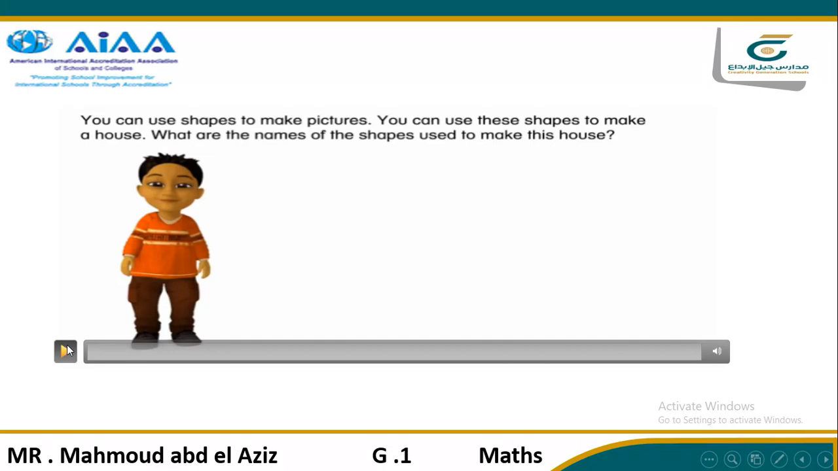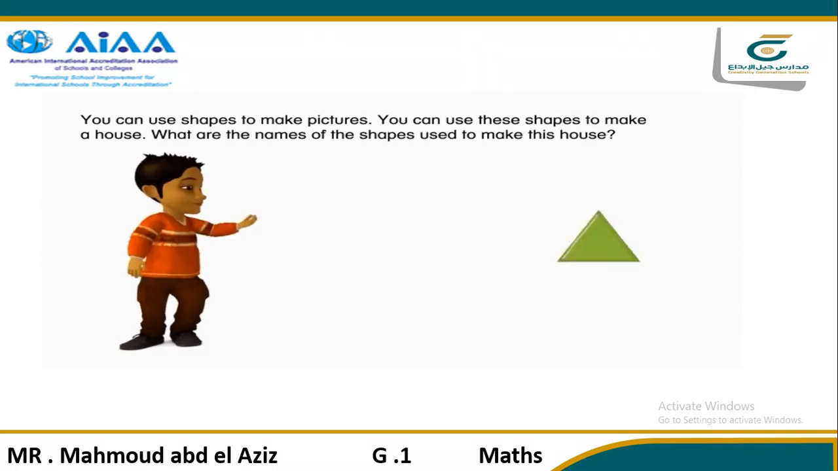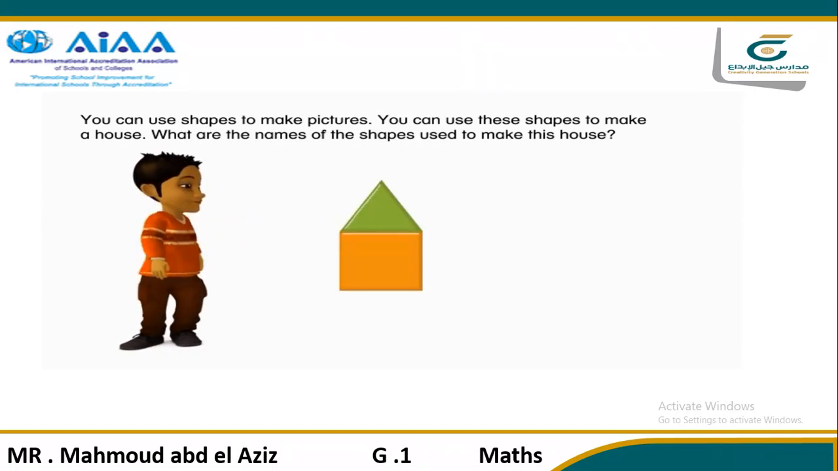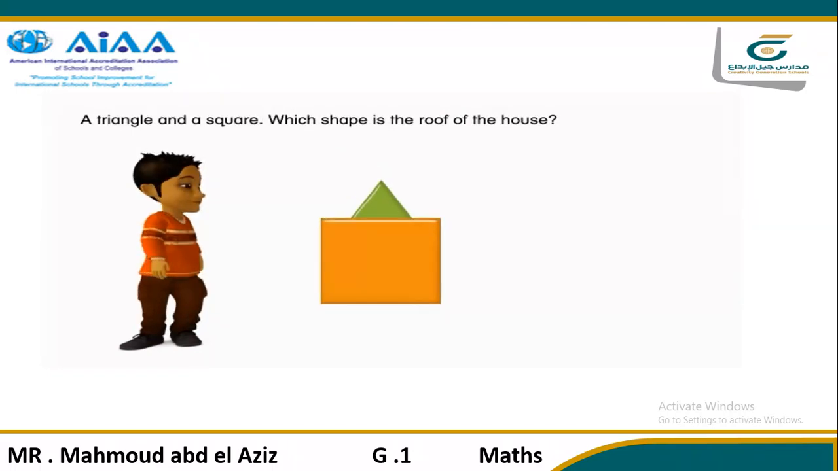With another video. You can use shapes to make pictures. You can use these shapes to make a house. What are the names of the shapes used to make this house? A triangle and a square.